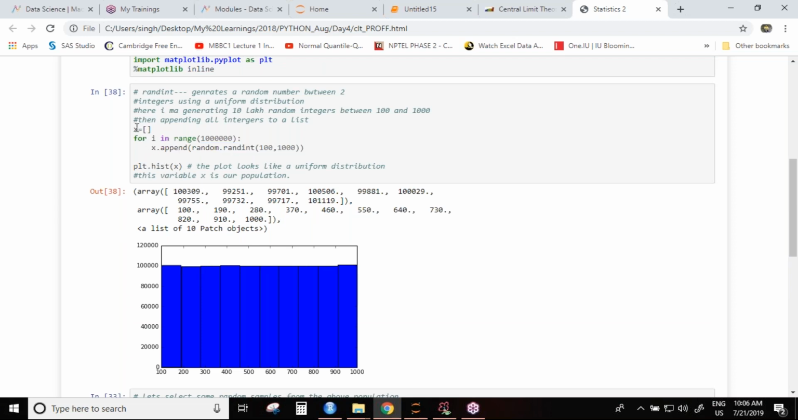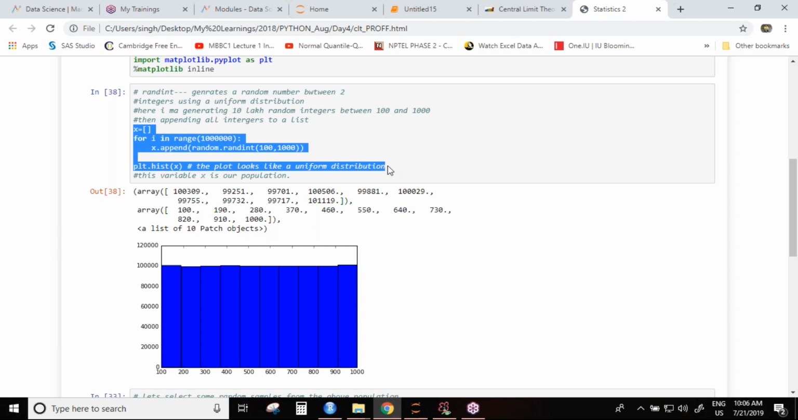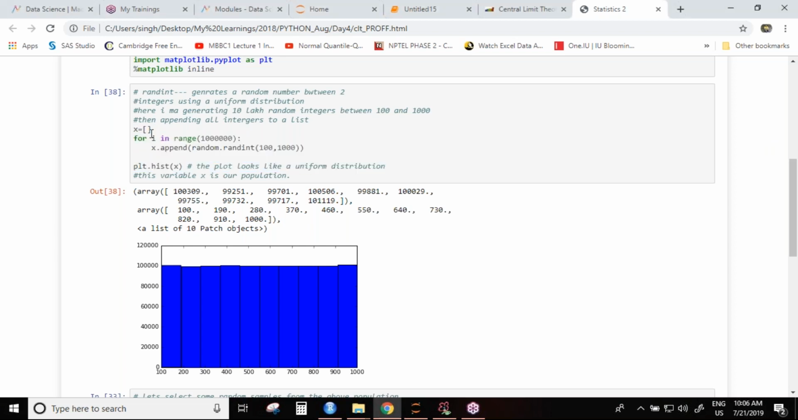Do you follow this, guys? Do you follow this piece of code? No? Do you follow this, guys? What is this piece of code doing?